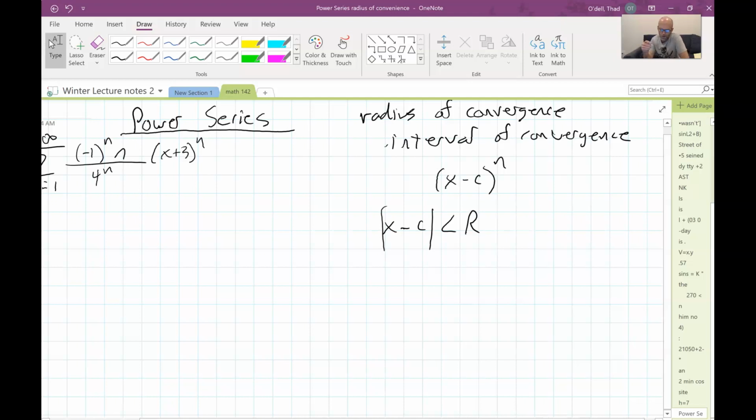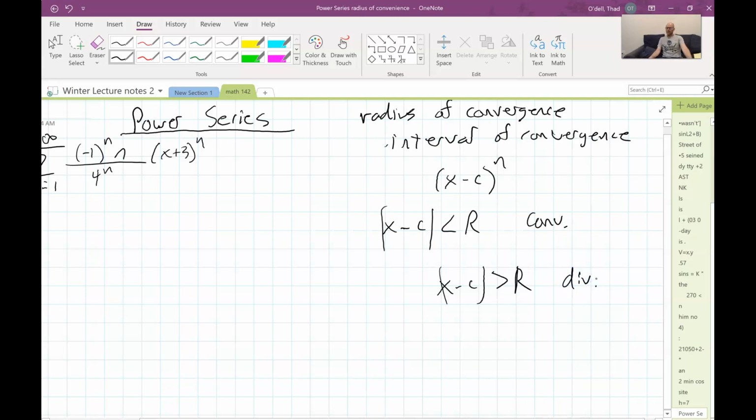So we use absolute value when we want to talk about a distance or how far, right? Because x minus c would be whatever my x value is minus the center. And then that distance, if it's less than the radius of convergence, then it converges. If x minus c is greater than the radius of convergence, then it diverges. So here it converges, here it diverges.